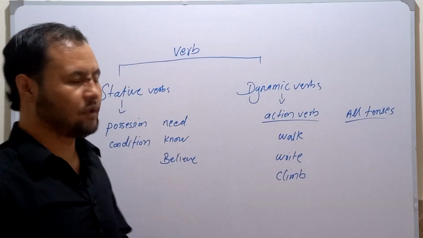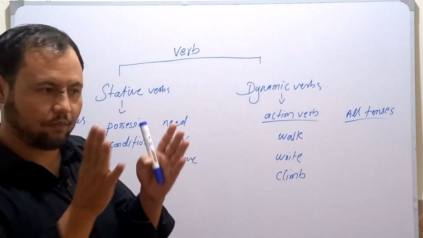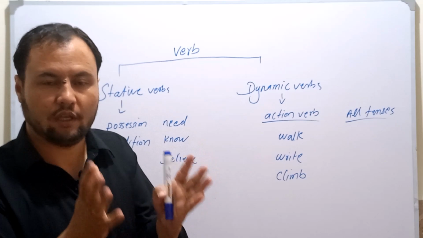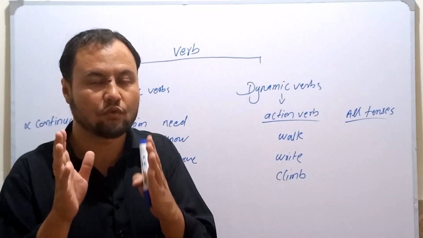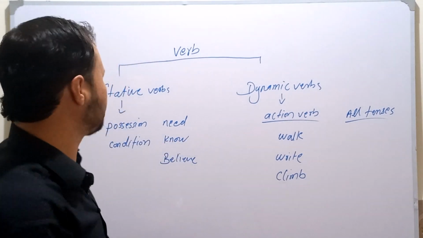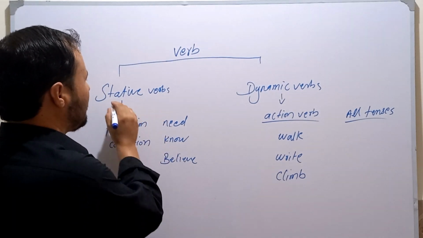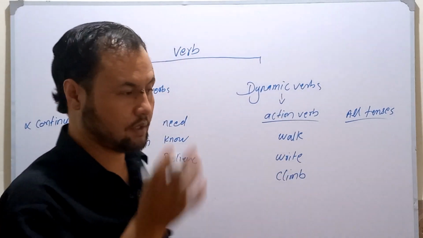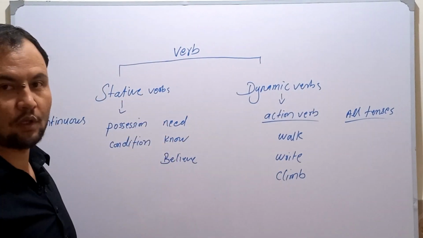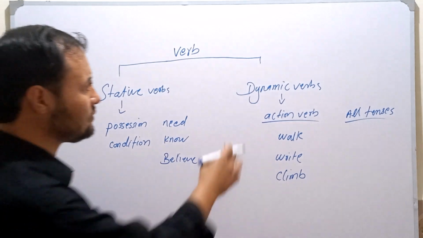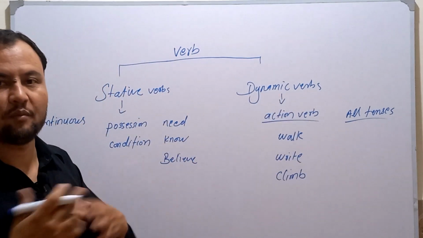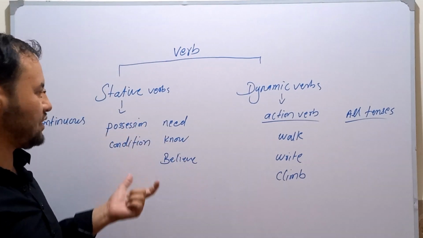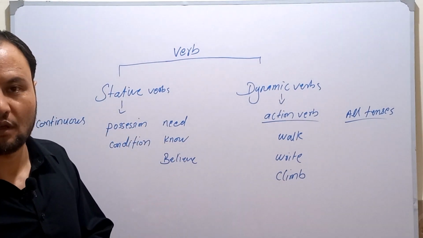Okay, so we have made two categories of verb. Verb is showing action or state of being. Now, action is divided into two categories. One is stative action or stative verbs, we call them. One is dynamic verbs or dynamic actions. Now, what are stative verbs? We call them state verbs also. Action verbs, state verbs. We call them stative verbs. So, stative verbs are the verbs which show possession, condition of something in someone.